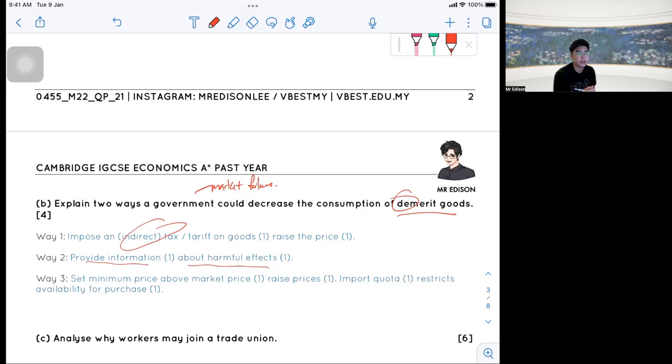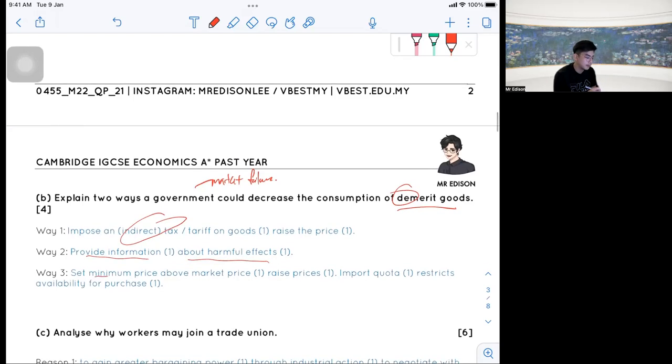I believe that we talked about this one last time, right? I say that sometimes people will still smoke because they are not aware of the side effects of it. Correct or not? You do not know the bad things about it. So provide information to reduce the information gap. Another one is set minimum price above the market price. So actually just make it more expensive.